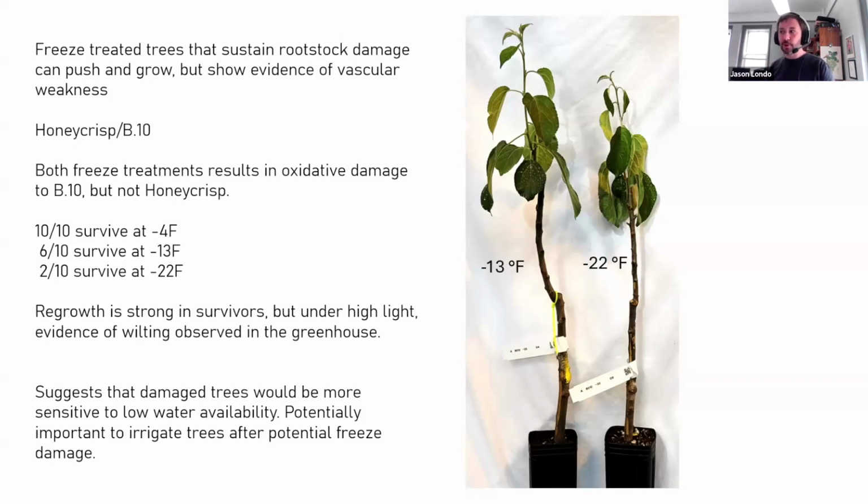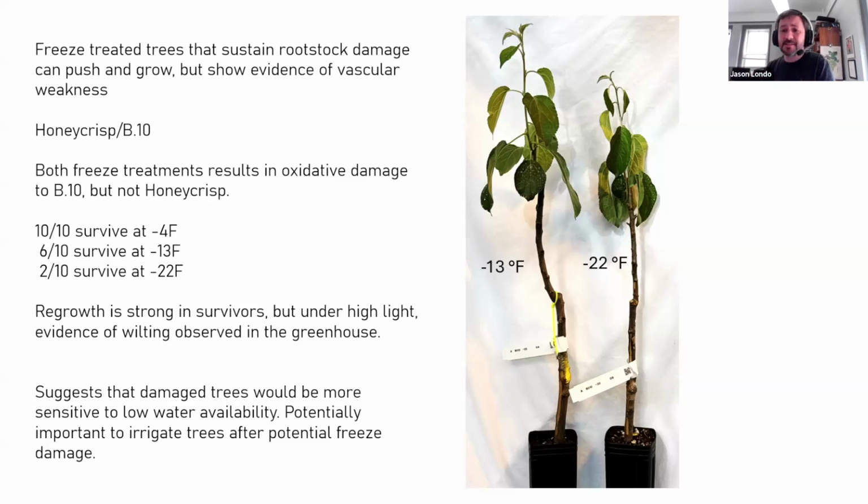This sublethal or soon to be lethal damage is contributing to weaker trees that are in particular sensitive to low water availability. And this suggests that there's a potentially important aspect to mitigating freeze damage in that irrigating trees after potential freeze damage may be a smart move because these trees are going to automatically react as if they're being drought stressed.